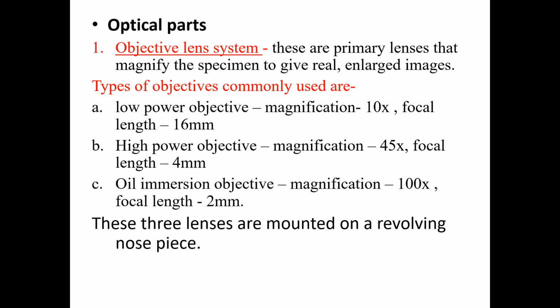For the lower power objective lens, the iris diaphragm is almost closed. For the higher power objective, it is partially closed. And for the oil immersion objective, it is completely open in order to allow the maximum amount of light to enter into the ocular lens. So these three lenses are mounted on the revolving nose piece.